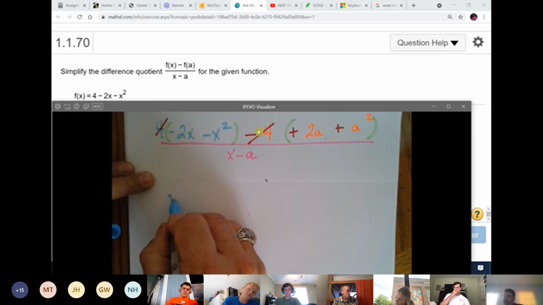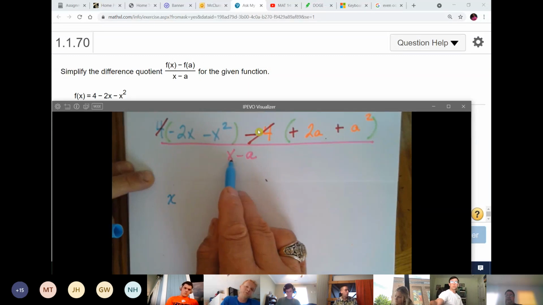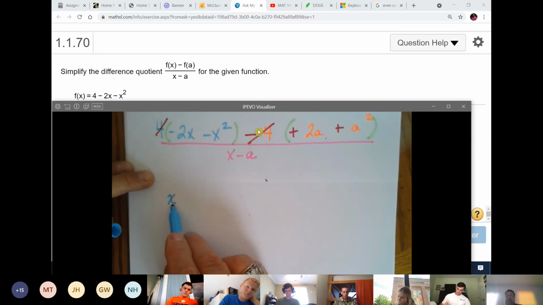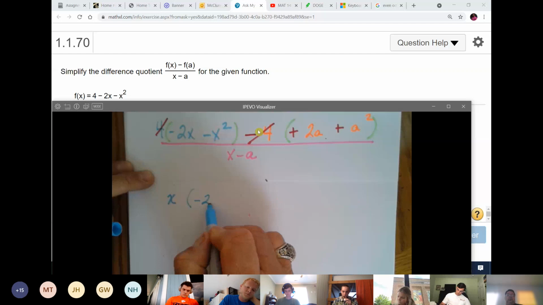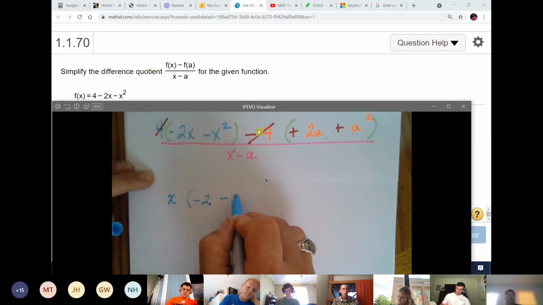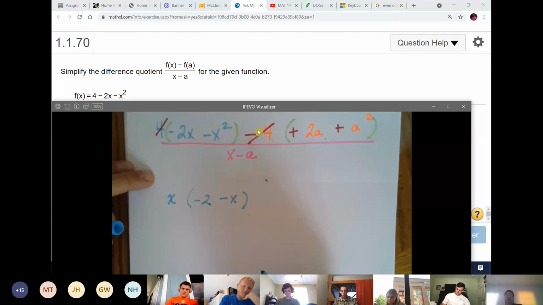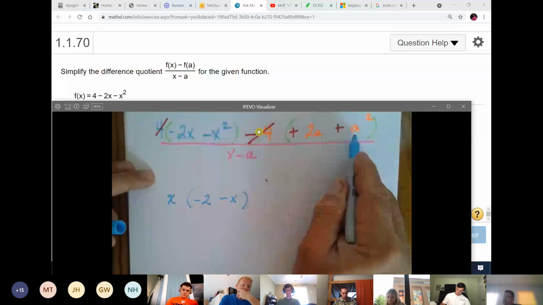Well, Hubert, why are you going to factor out a positive x? Because what is my x down here? What is my x in the denominator? Positive or negative? Positive. So I want to make sure this x is positive also. So that's going to give me negative 2, what? Minus x? And then I'm going to factor out a negative a right here.